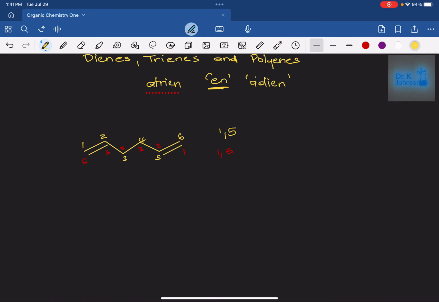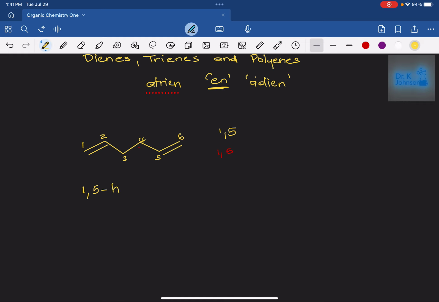So when you name this, we must locate where the double bonds are. Let me take out the red numbers. With left to right or right to left, you'd have gotten the same set of numbering. So identifying the double bonds: 1, 5. Remember, you separate numbers with a comma. It's 1, 5. I have 6 carbons in my longest chain.